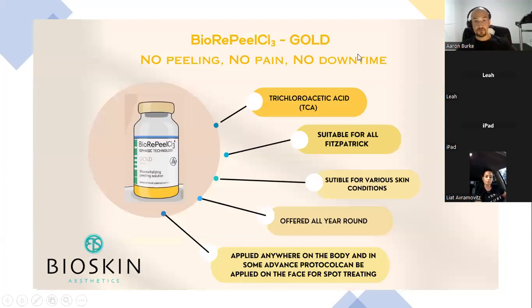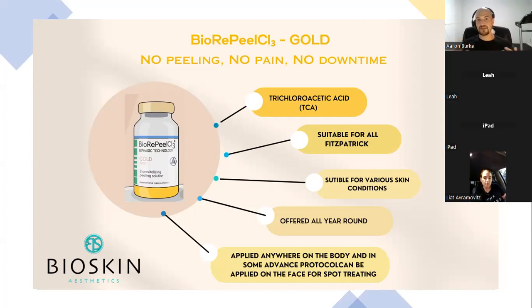The BioRePeel Gold, like we were discussing, realistically, the only difference between this product and the blue product is the percentage of TCA. Otherwise, the formulations are precisely the same. Your arginine, your squalane, your vitamin B, your amino acids, all of these different things, that's all going to be precisely the same. And so the general effect of the product, the general results of the product, the behavior of the product is going to be consistent between the 2 products.